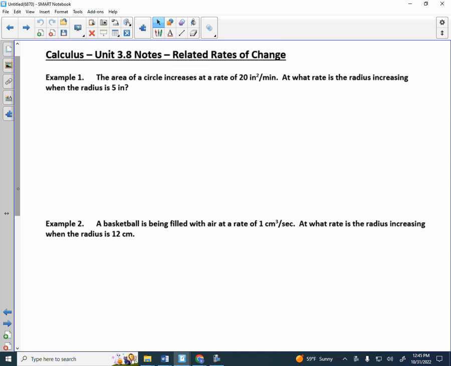All right. Let's understand what the heck is going on. It says the area of a circle increases at a rate of 20 square inches per minute. At what rate is the radius increasing when the radius is 5 inches?